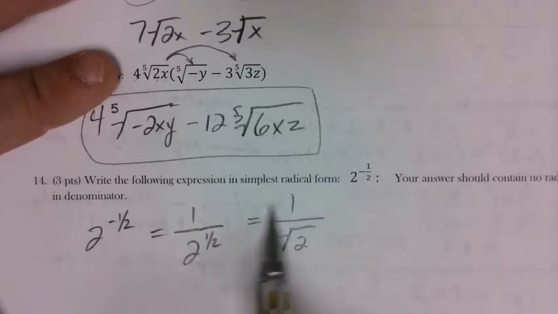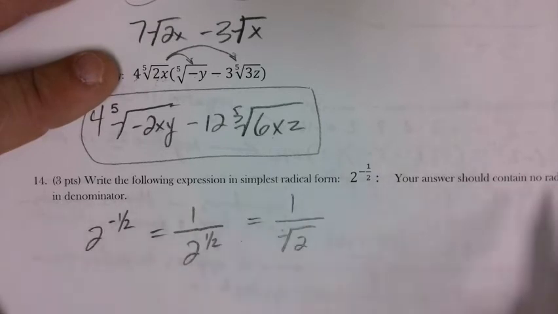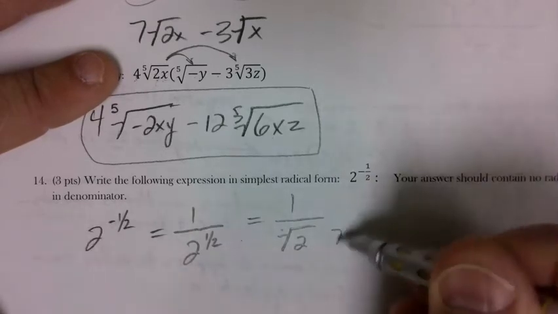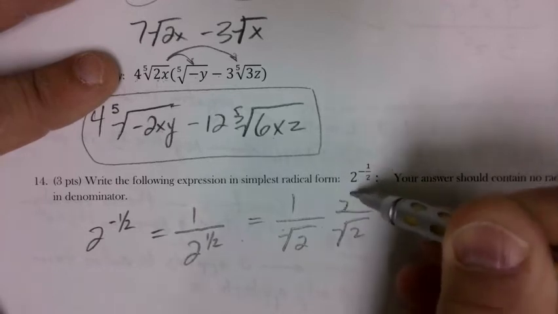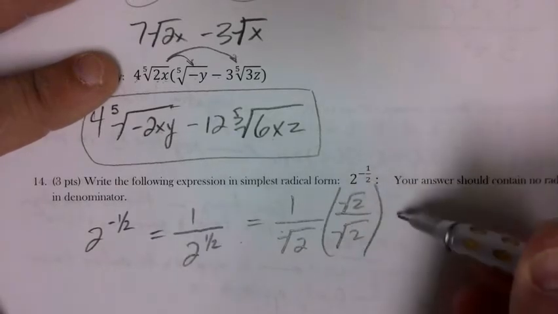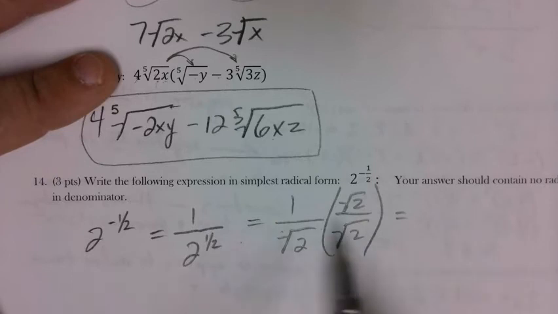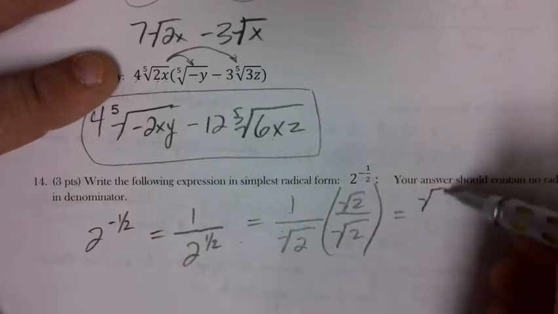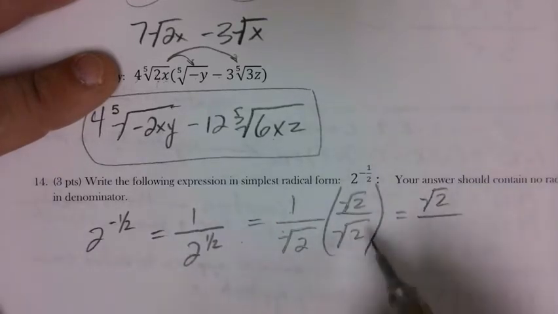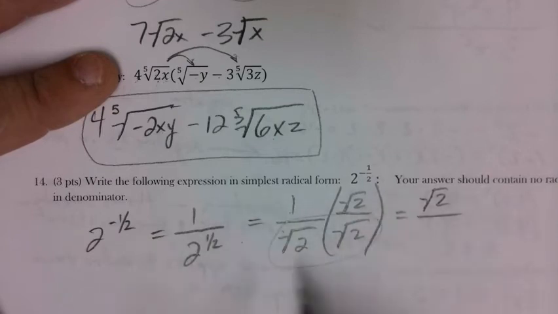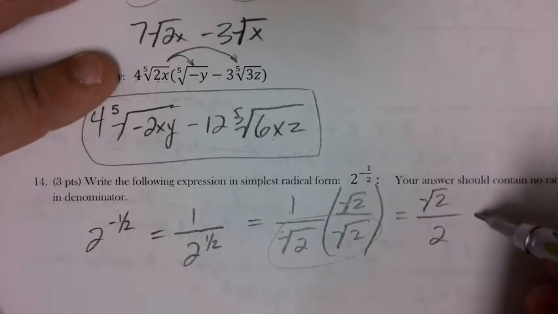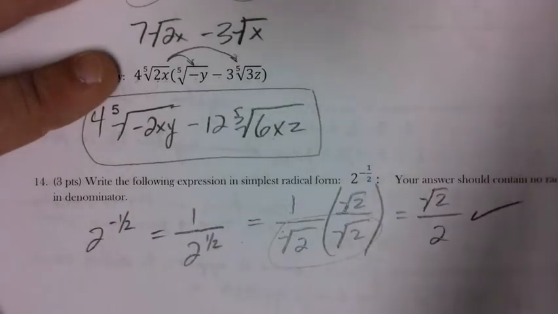Now, simplest radical form should have no radicals in the denominator, so I can't have that. So I simplify that, remember, by multiplying it by the radical underneath itself or over itself, however you want to think about it. 1 times the square root of 2 is the square root of 2. Square root of 2 times square root of 2, remember, when I multiply a square root by itself, all I do is cancel the root out. That's in simplest radical form. There's no radicals in the denominator, and I am done. Cool. Moving on.